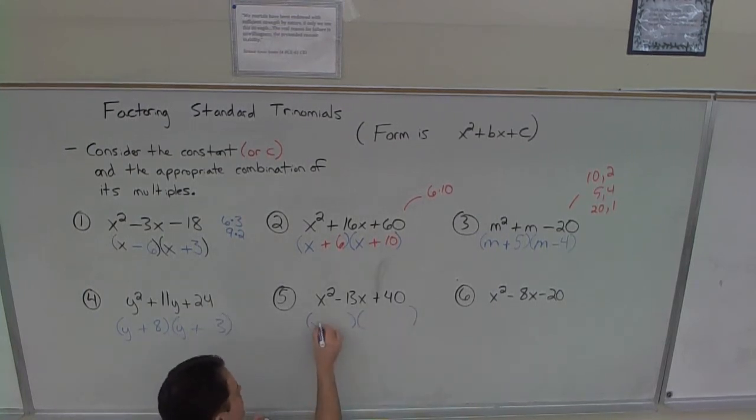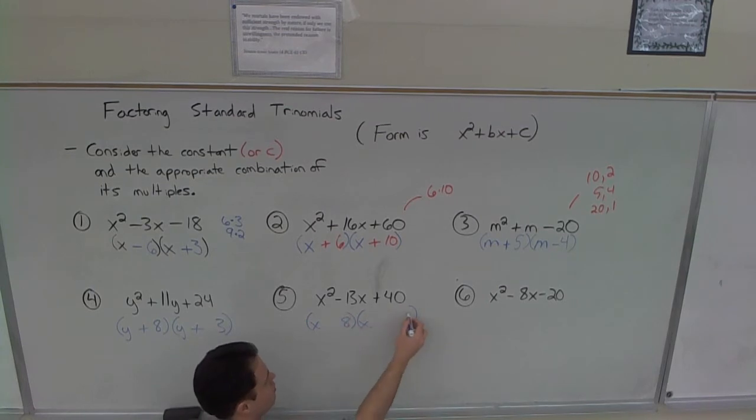Over here, x, x. 8 times 5 is 40. 8 and 5. So x minus 8, x minus 5. 8 times 5 is 40, I agree. Negative, negative, because that adds up to negative 13. Negative times negative is positive, and then we get negative 13. So there you go. Okay?